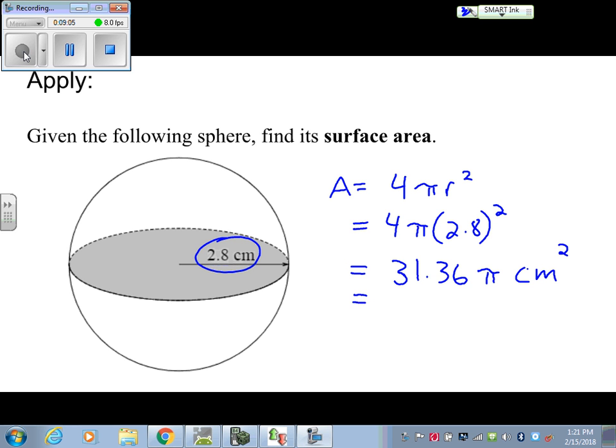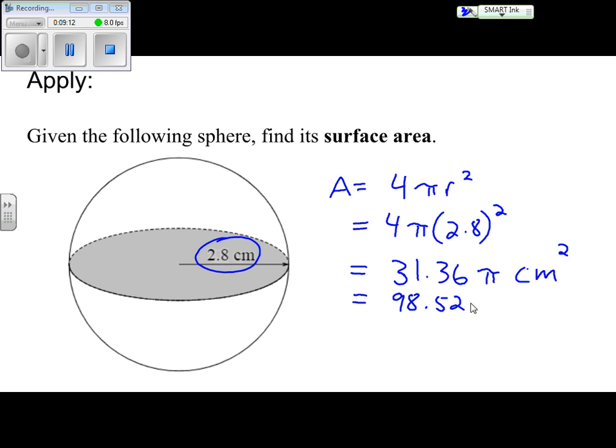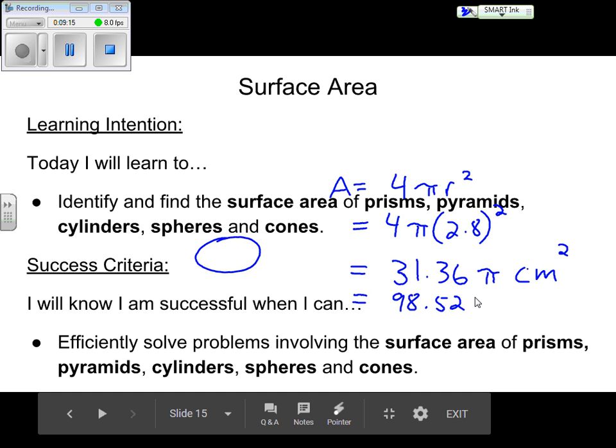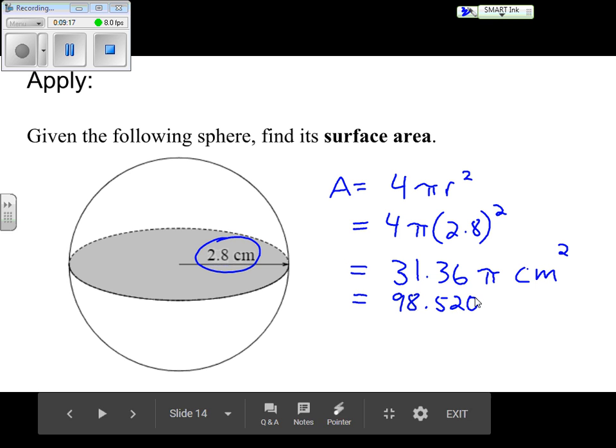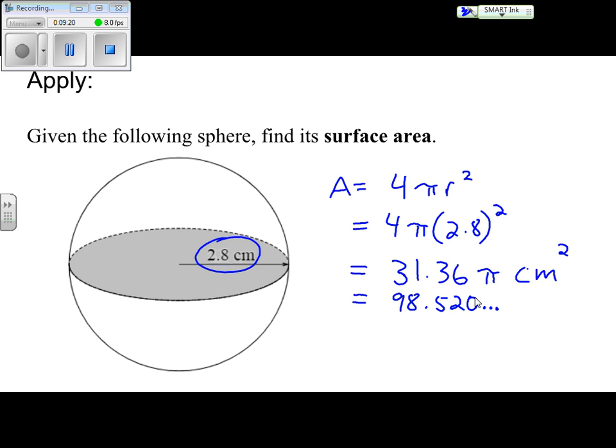Or if it was asking me to approximate this, I could throw it in the calculator, and I end up with 98.520, whoops, 98.5... I'm going to put a dot here because it goes on 3, 4, 5, 6, 2, and on and on and on. And then I could round that, since it goes on and on forever, and I'm eventually going to have to stop, to 3 significant figures, which would be 98.5. The third significant figure is 5, and since there's a 2 after it, I'm rounding down to just 98.5. And again, that is centimeters squared.